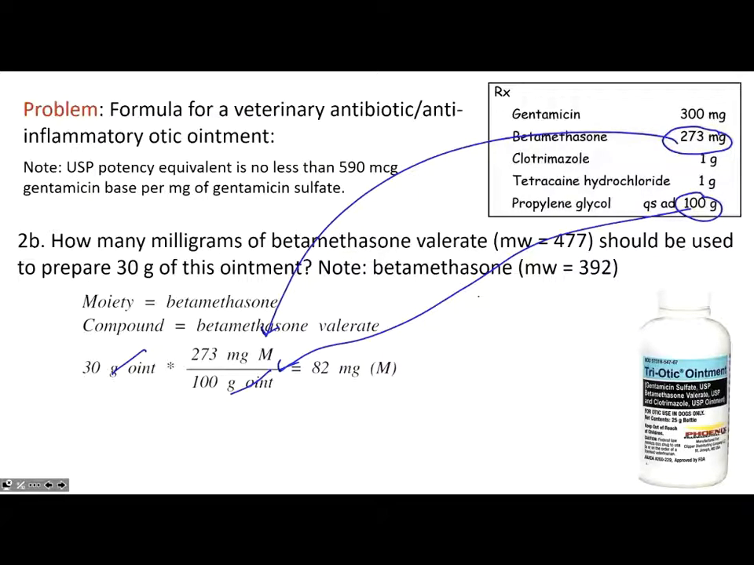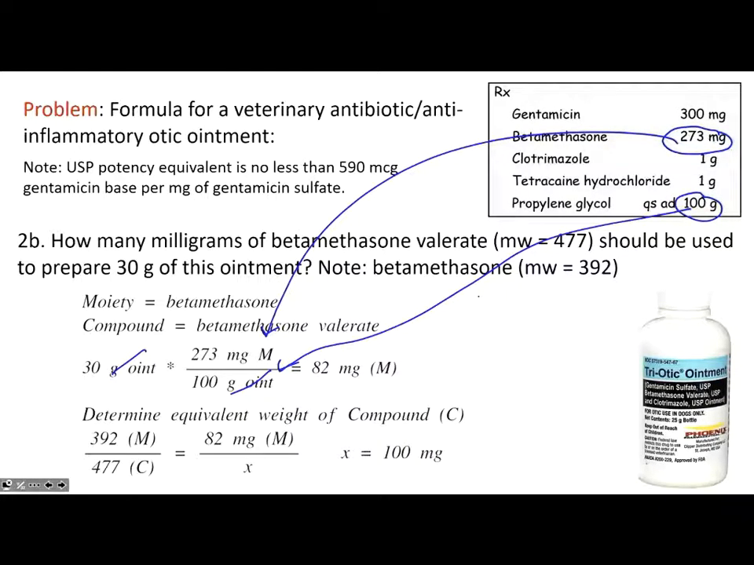Right? But now I'm trying to convert that to the equivalent weight of betamethasone valerate. So if you remember, what we do is we set up a ratio of moiety over compound in terms of the molecular weights. We were given the molecular weight of the moiety as 392, so I'll set that over the compound's molecular weight, which was 477. Set that equal to, again, this is my target amount. This is the amount I'm going to have of the moiety. So if I put 82 milligrams on top, because it's the moiety, over X, when I solve for X, it'll be the weight in milligrams of the compound. And you do that math, and you should get 100 milligrams. And that is C, and C was the betamethasone valerate.